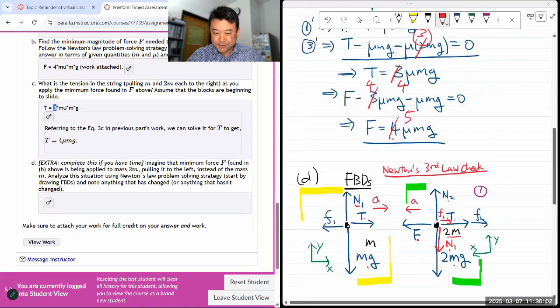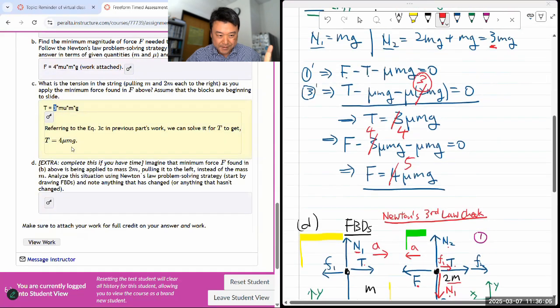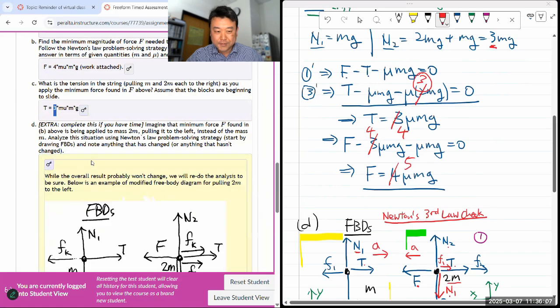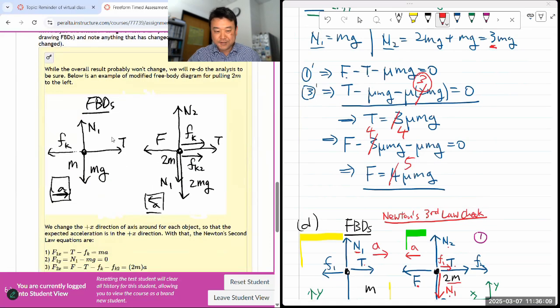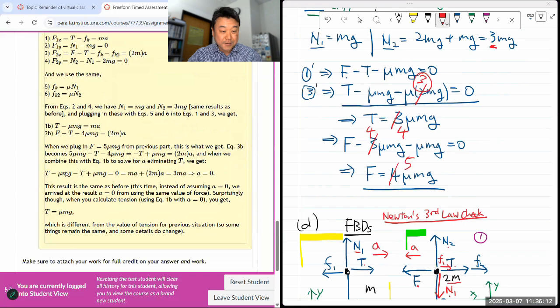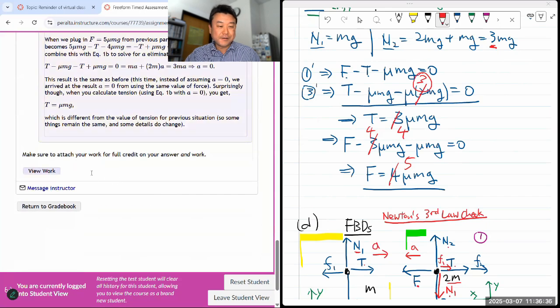Now, this was also wrong because I was wrong here. So that should be 4. And for the extra part with all these changes, it makes sense. The tension force is now different because it's pulling a smaller mass. But how much force you need, the total amount of masses being the same, and the magnitude of friction forces being the same, it makes sense that it's still the same amount of applied force needed to overcome the friction. So yeah, I was definitely wrong here.